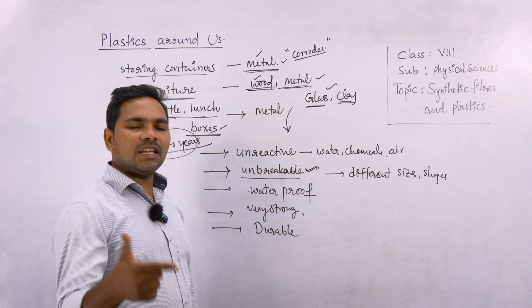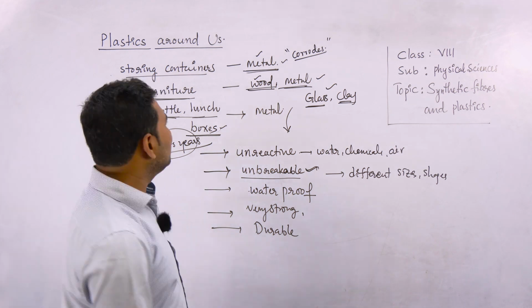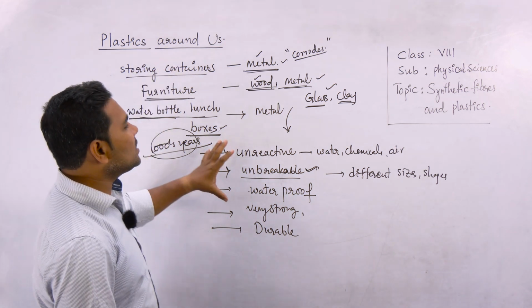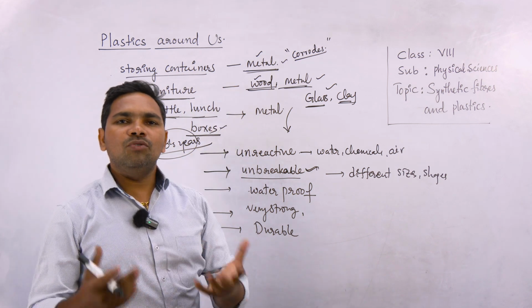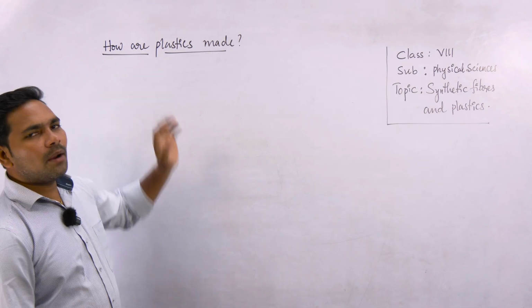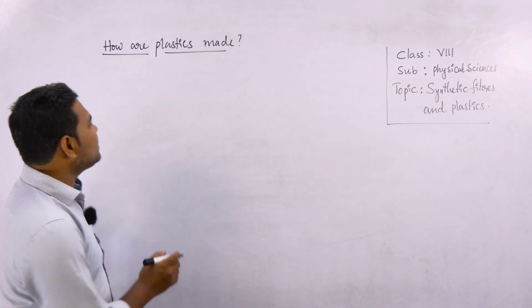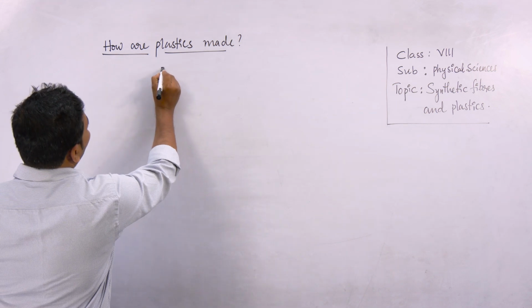But when we wisely use plastics, we can overcome most of the problems created by plastic, right? These are various uses of plastics, and these are the advantages of plastics. Okay, now let us see how plastics are made. I told you, like many other synthetic fibers, these plastics are also made of polymers.